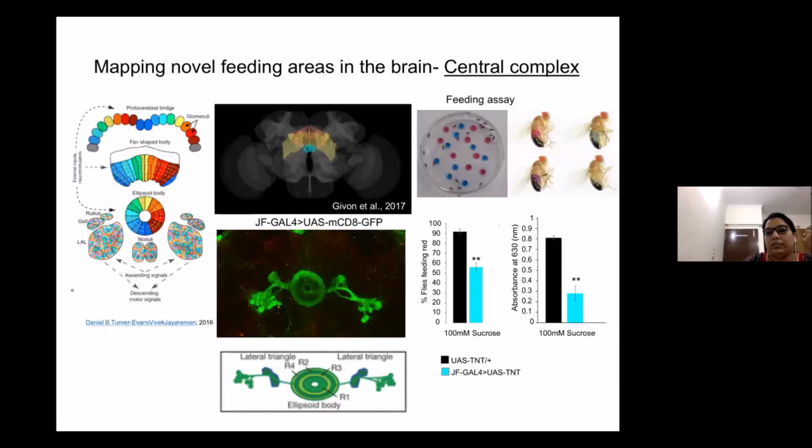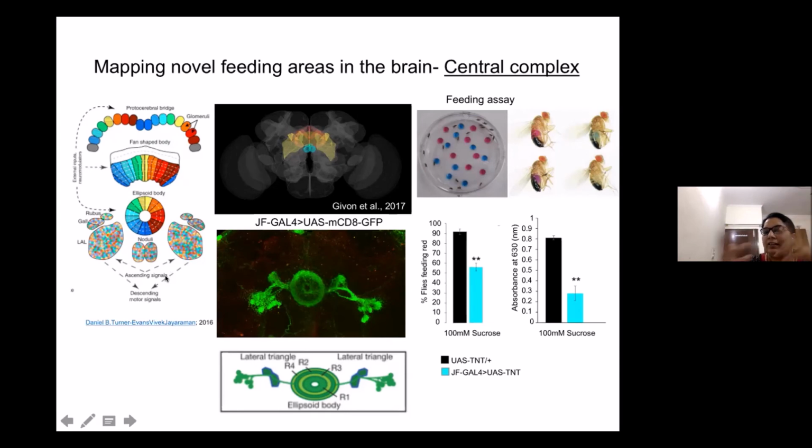So just to hunt for other areas in the brain, we also found a novel area. It is called the central complex area, which is shown here. So the central complex is one of the regions which is, so this is the SEZ, it is above the olfactory center. What you are seeing here is the complete central complex area. It is subdivided into many parts or cells here.